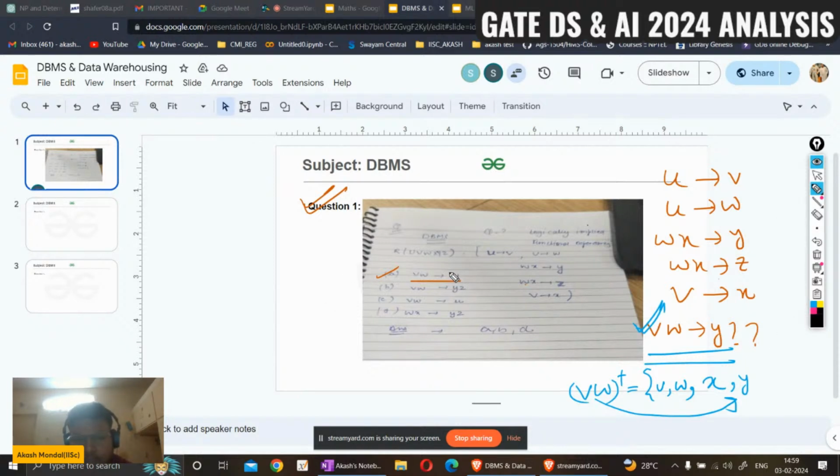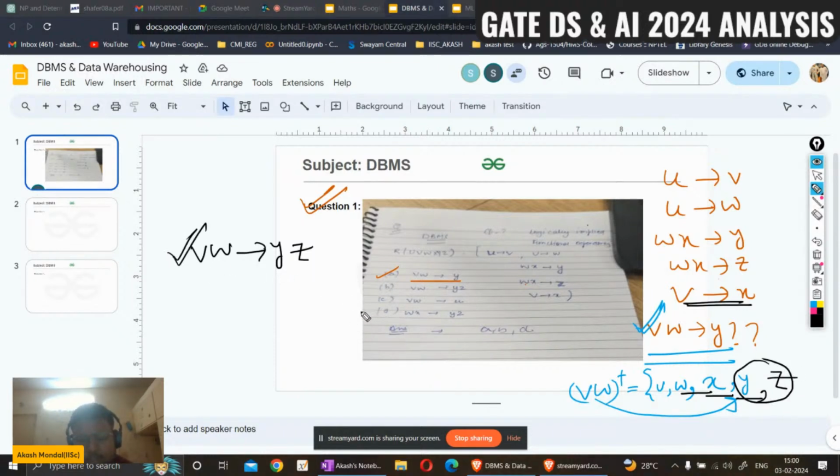Now let's take the next functional dependency, which is VW to YZ. From VW you can derive V, and from VW you can derive W. From VW you can also derive X, because you can derive V to X, and you can derive Y from WX. From WX you can also derive Z. So from VW you can derive YZ, so this one is also correct.